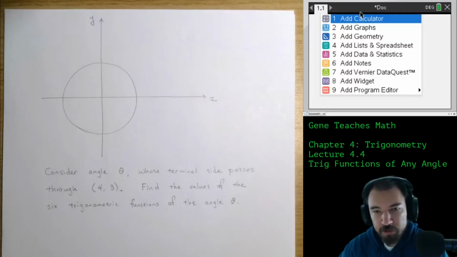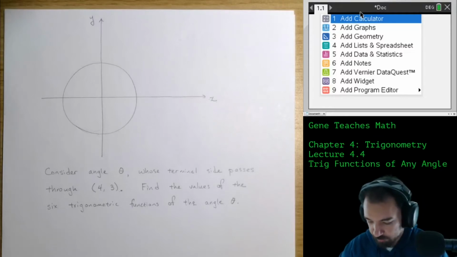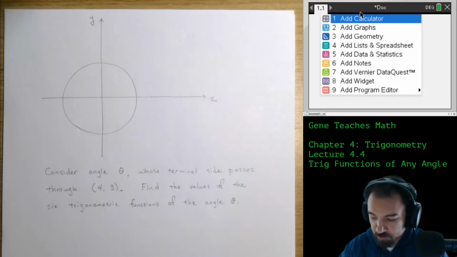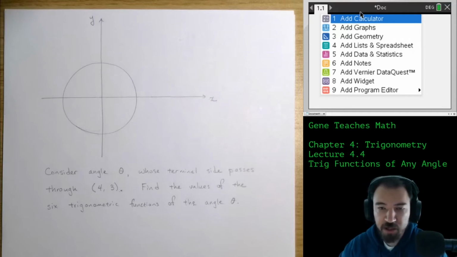Welcome back. Let's begin this lecture with this problem on the page. Consider the angle theta whose terminal side passes through the point (4, 3). Find the values of the 6 trigonometric functions of the angle theta. This is a very standard wording, and the question is, what are we supposed to do with it?